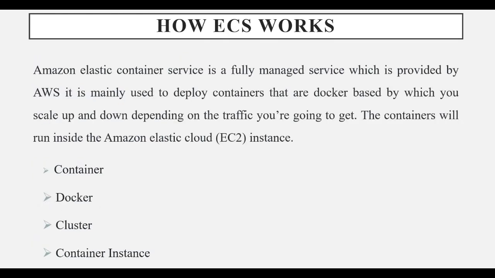That is how ECS works. Amazon Elastic Container Service is a fully managed service provided by AWS. It is mainly used to deploy Docker-based containers, which you scale up and down depending on the traffic you are going to get, and these containers run inside Amazon Elastic Compute Cloud instances. It works based on the container, Docker, cluster, and container instances. So we'll see how it works.